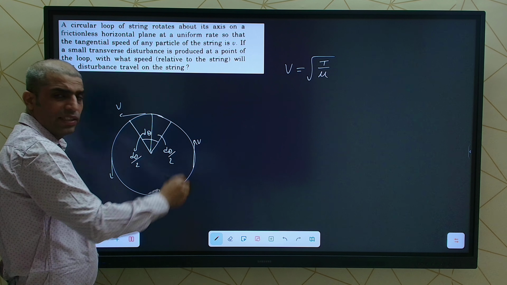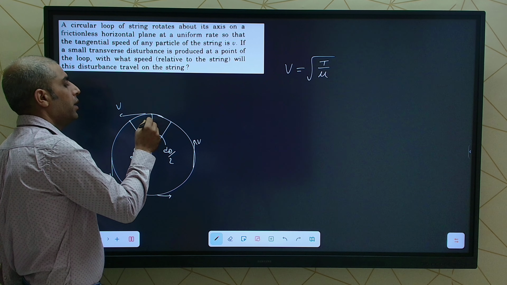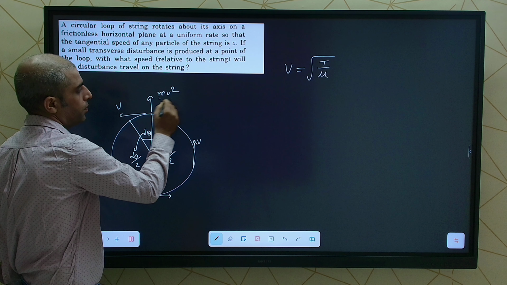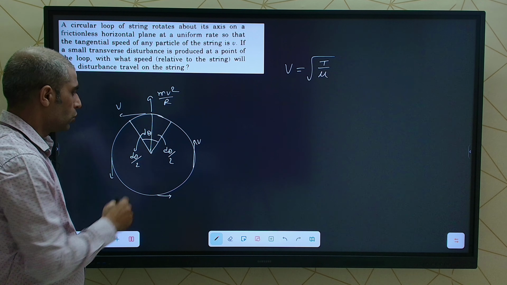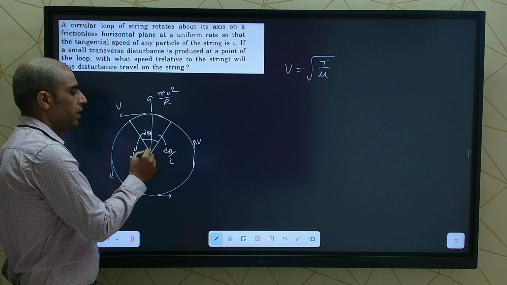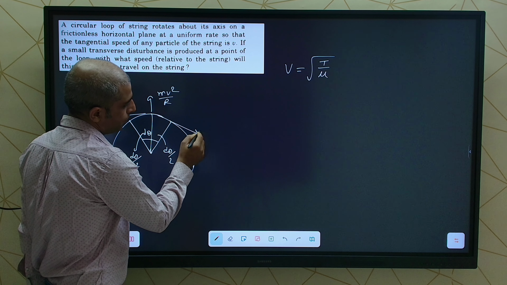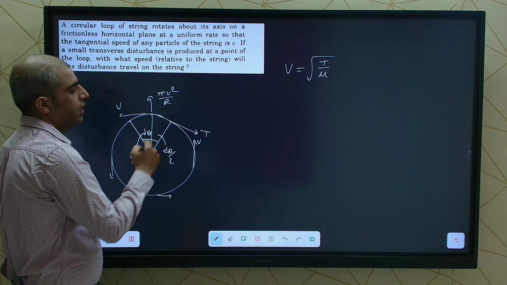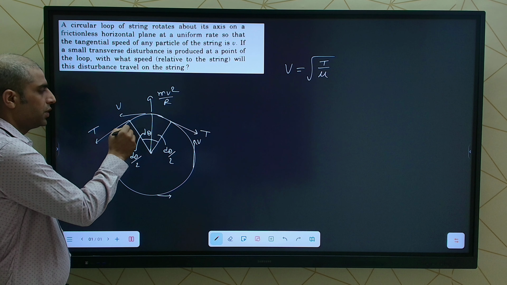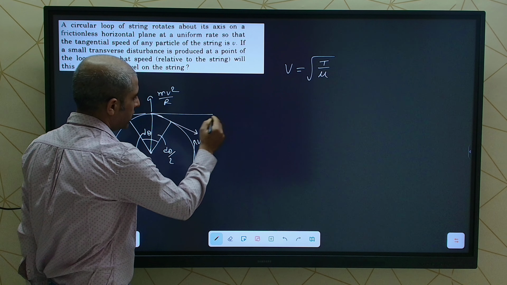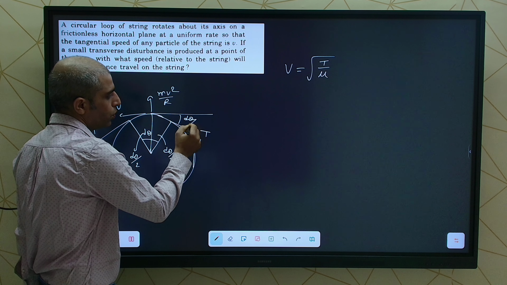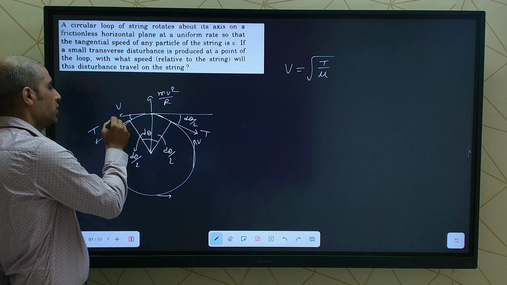Now, as it is rotating, what will happen? A centrifugal force, that is mv square upon r, will act outward. So the same amount of force should be applied toward the center. Tangentially the tension will be there, so T is the tension in the string. So one component of tension is how much? If we see, this angle is d theta by 2, and this angle will also be d theta by 2.